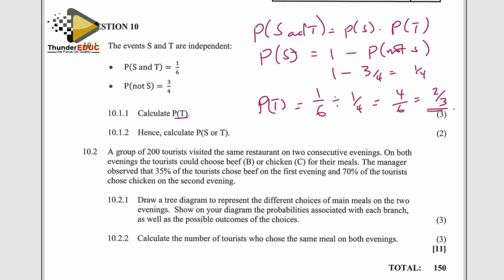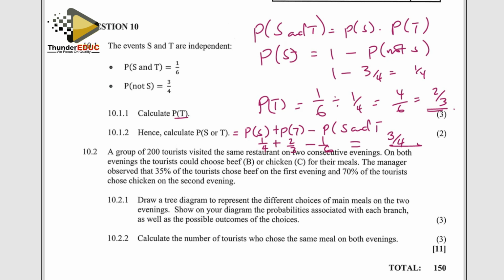Okay, then they want us to get the probability of S or T, so that's going to be the probability of S plus the probability of T minus the probability of S and T. So S we got as a quarter, plus T that we got as 2/3, minus the intersection, which is 1/6. Just punch this into the calculator. I'm getting 9/12, which is 3/4.